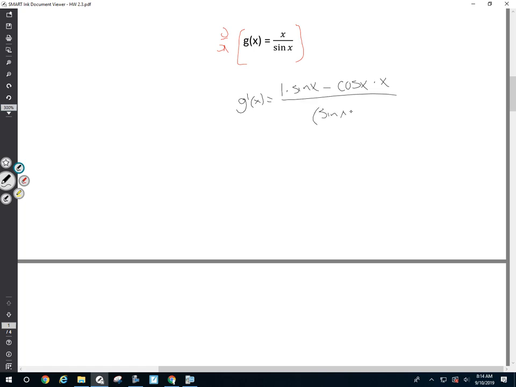Something we need to know for the future, right now it's not that important, is that if I have the sine of x quantity being squared, you could rewrite this.